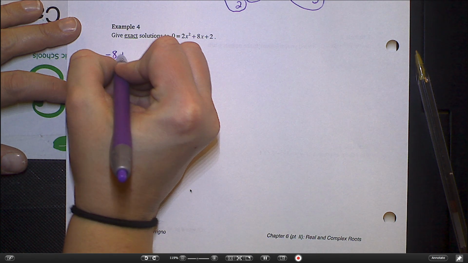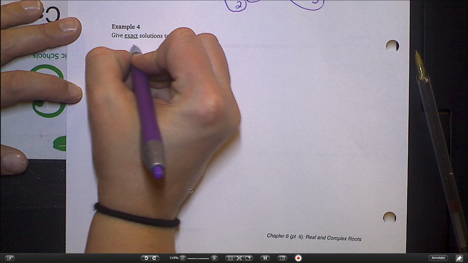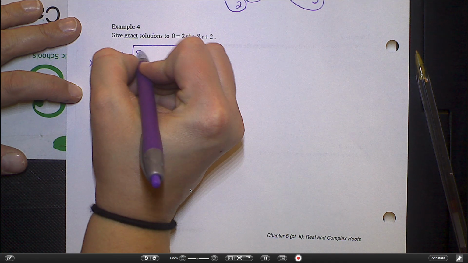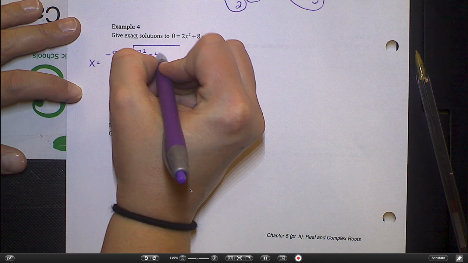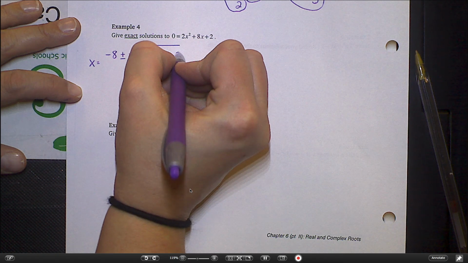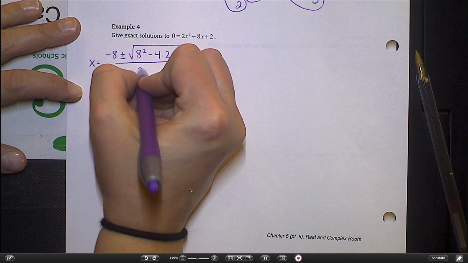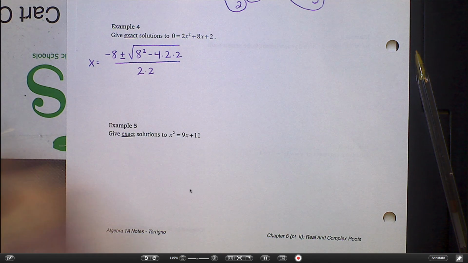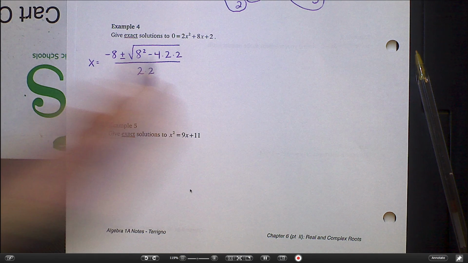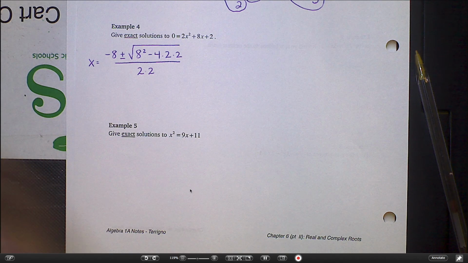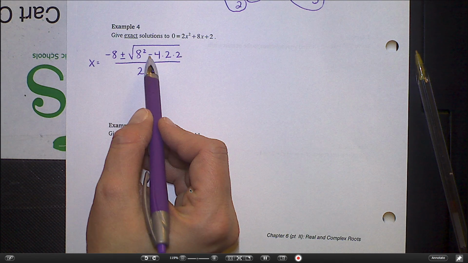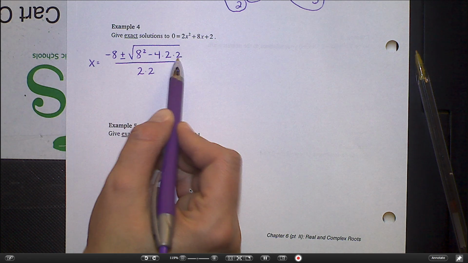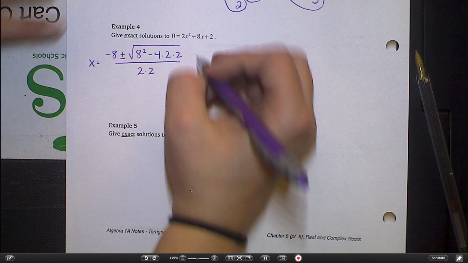-8 plus or minus square root of 8 squared minus 4 times 2 times 2, all over 2 times 2. Remember to start with just what's inside the square root there. That's 64 minus 16. This right here is equal to 16. So that's going to be a 48.